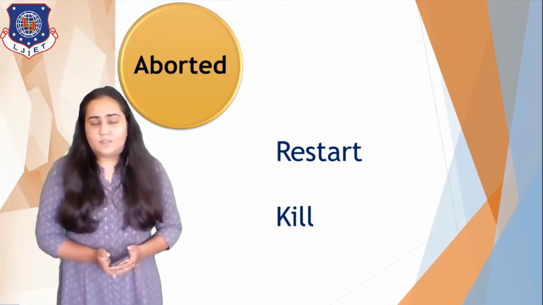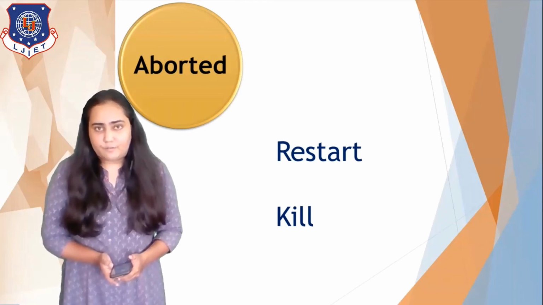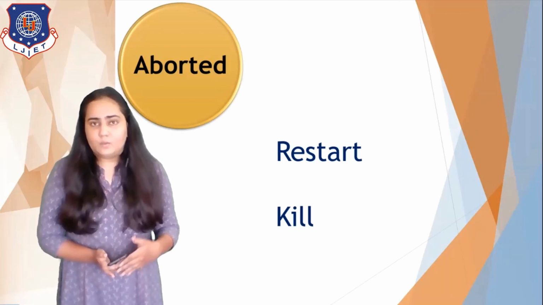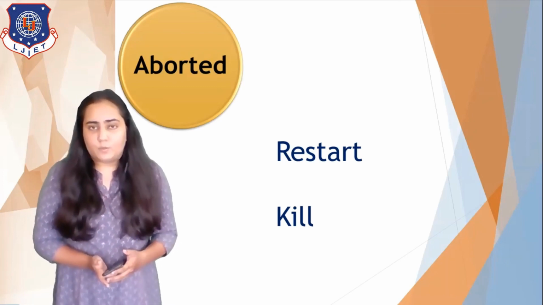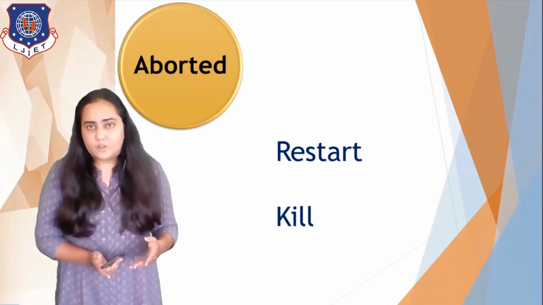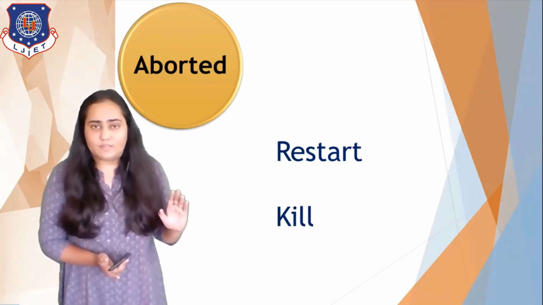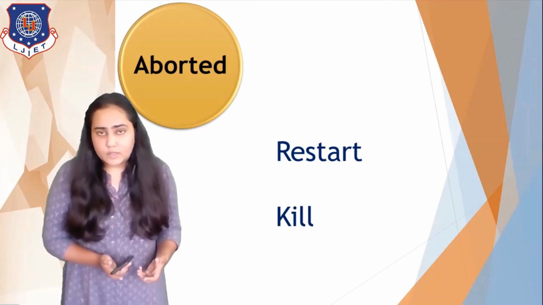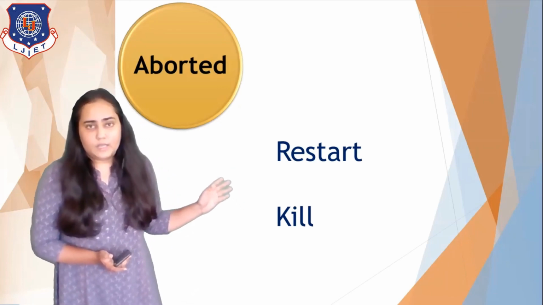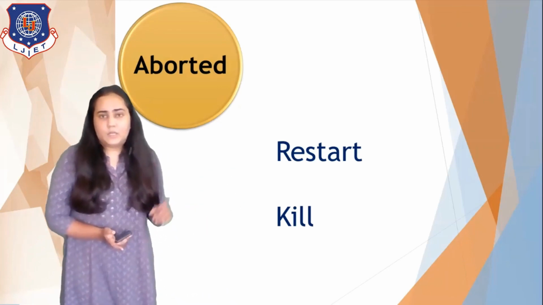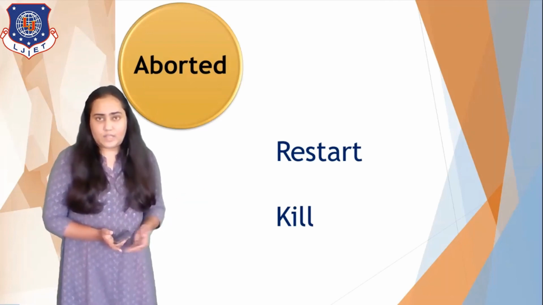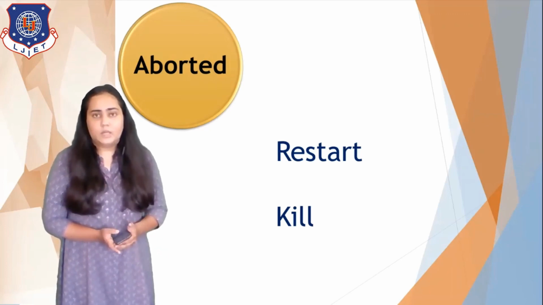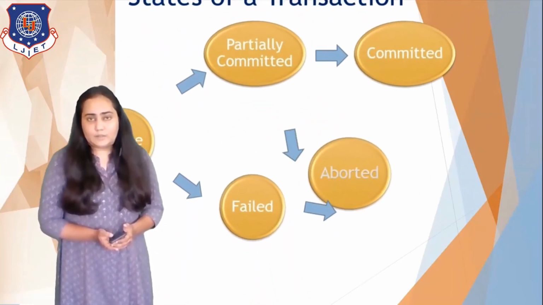But sometimes there could be a problem with the transaction itself, and this could be a logical error made by the person who wrote the transaction. And we do that many times in our programs when we make errors. So due to these errors, the transaction cannot run, and there's no point in restarting it because the transaction itself is incorrect. So in such cases, you would be killing the transaction. That means not restarting it. You'd write a new transaction and then run that transaction, or maybe correct the current transaction. So that is what the aborted state means.